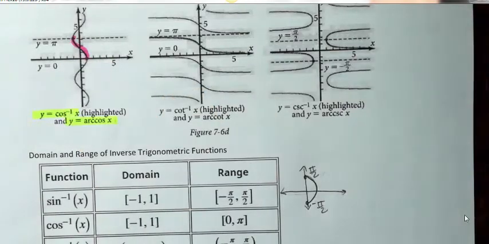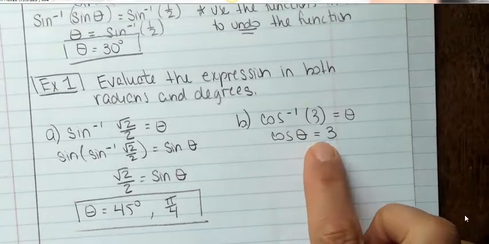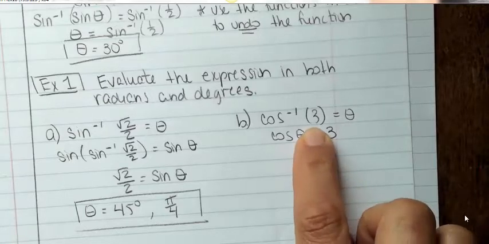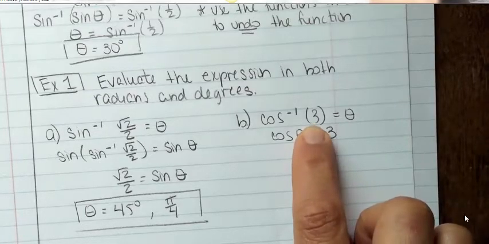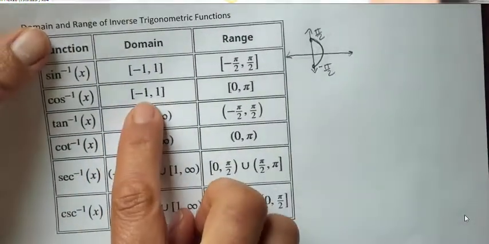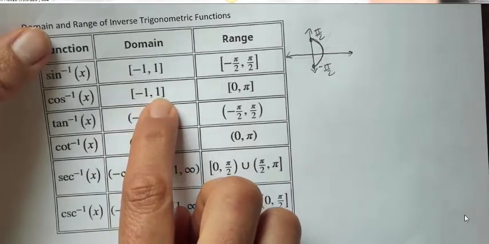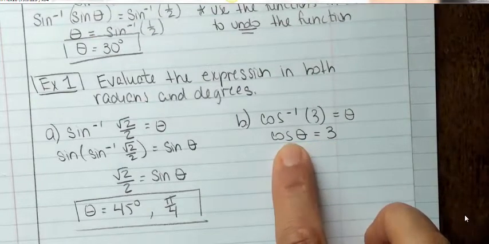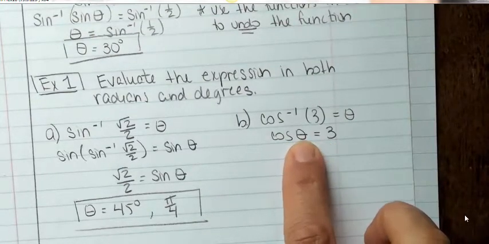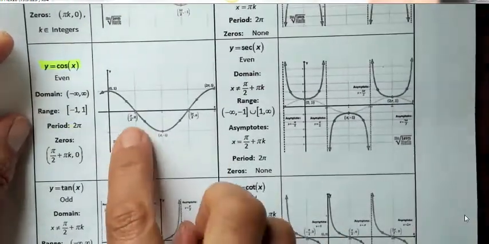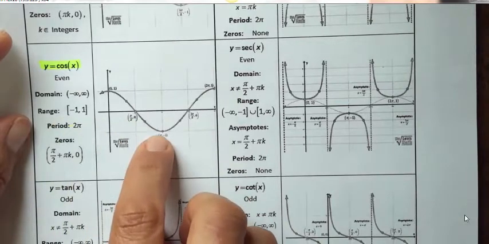So going back to this problem right here, can any of my outputs, actually let's call them inputs right now for my inverse function, can any of my inputs on my inverse function be 3? No, the domain on the inverse function goes anywhere from -1 to +1. Or on the original function, can any of my outputs, cosine of theta, which is my original function, be 3? No, on the original function, the range only goes from -1 to +1.